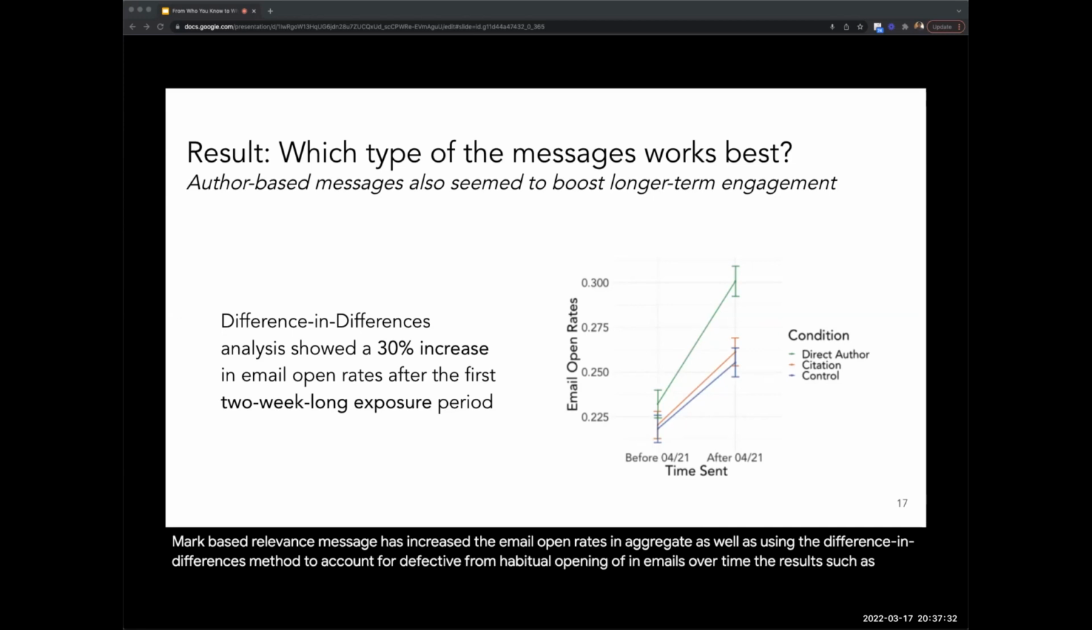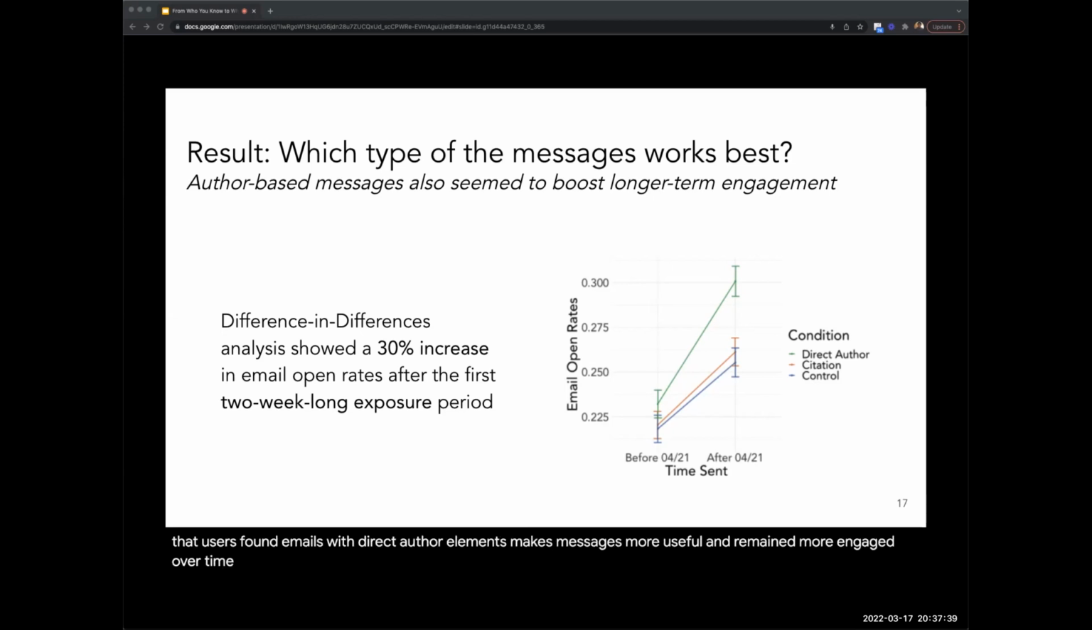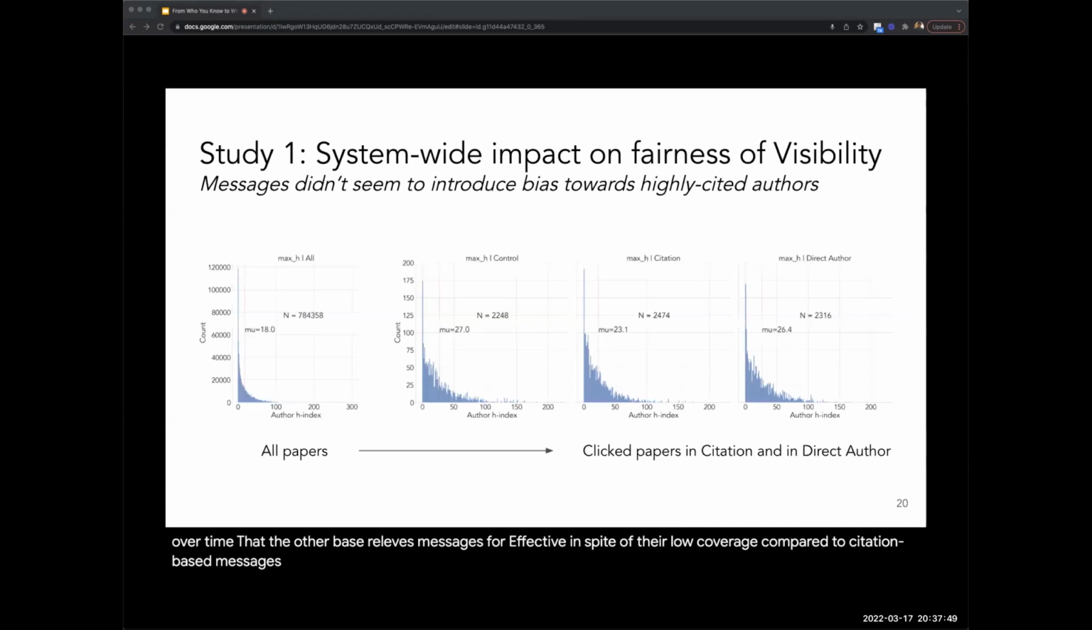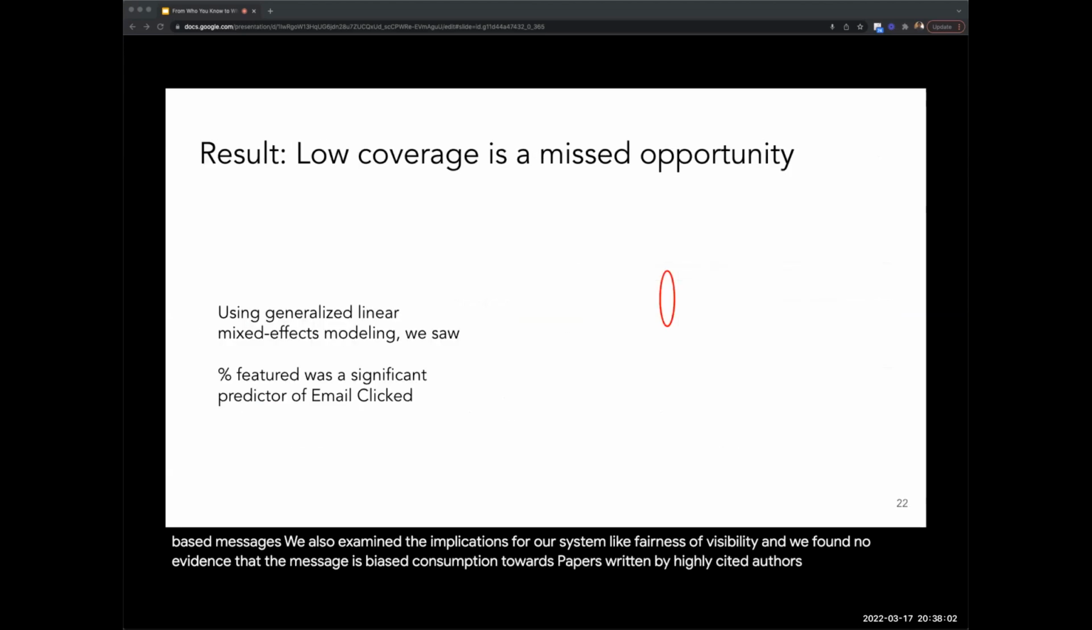The results suggested that users found emails with direct author relevance messages more useful and remained more engaged over time. We also saw that the author-based relevance messages were effective in spite of their low coverage compared to citation-based messages. Additionally, we also examined the implications for system-wide fairness of visibility, and we found no evidence that the messages biased consumption towards papers written by highly cited authors.